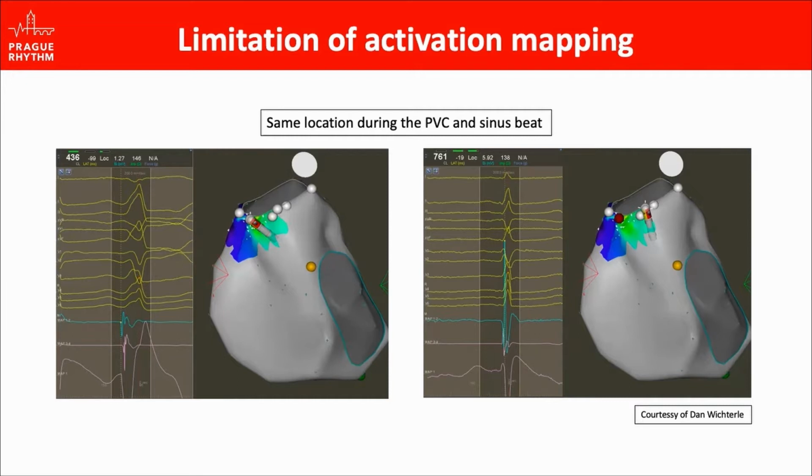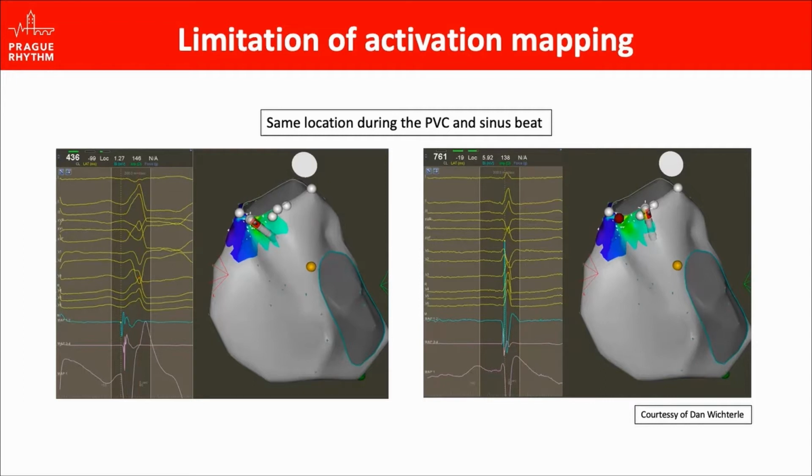We know that location accuracy of the 3D mapping systems is decreased during the PVCs, and this is due to the abnormal electrical and mechanical contraction of the ventricles. So here we see the catheter position during the PVC and during the sinus rhythm. We are not moving the catheter. This is just a movement and dislodgement caused by this abnormal contraction.